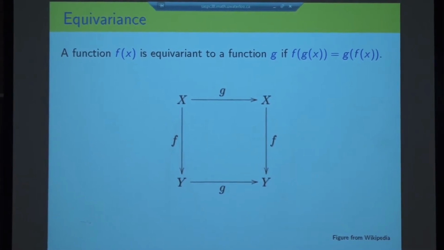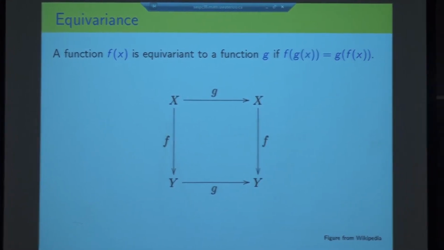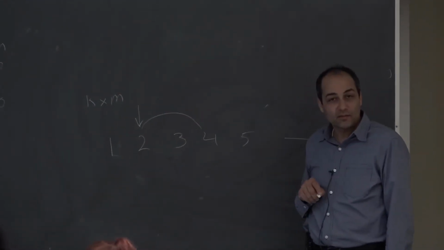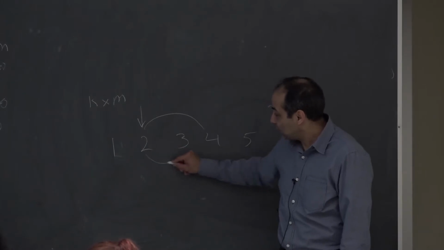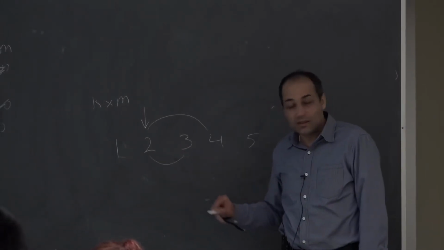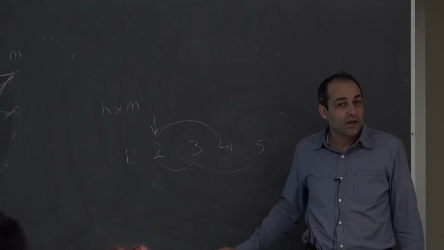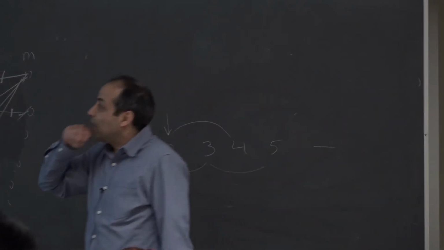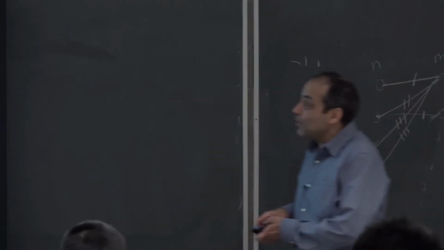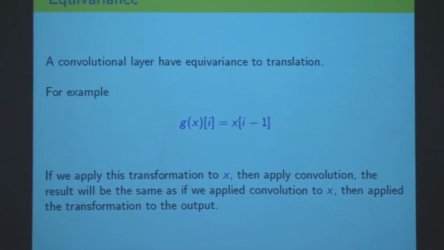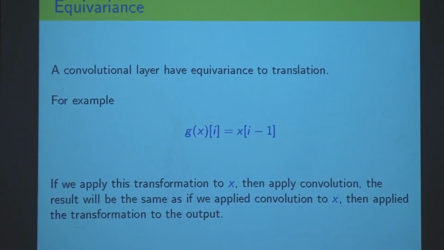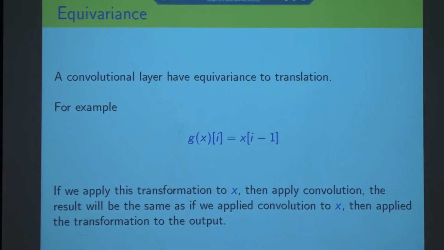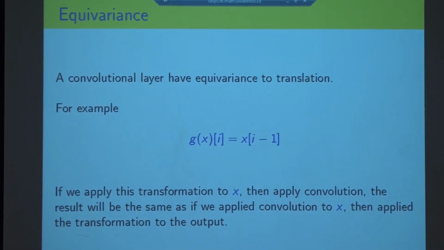So say, for example, I translate it by 2. So it becomes 4. Then I add 1 to it. It becomes 5. If I add 1 to this, it becomes 3. And then I translate it, it becomes 5. So f of g is the same as g of f in this case. So translation and convolution have this property. If you translate and then convolve, it's the same as you convolve and then translate.